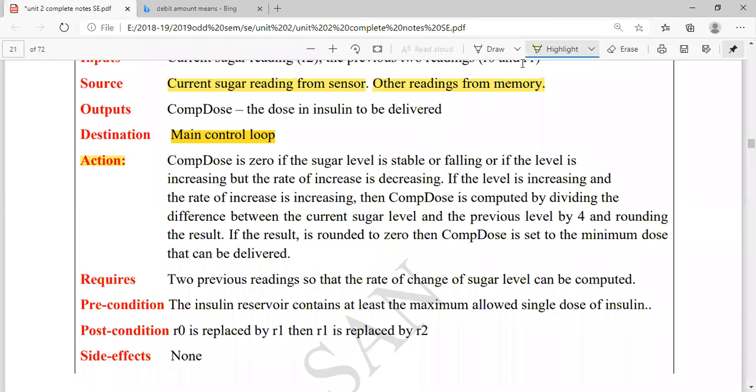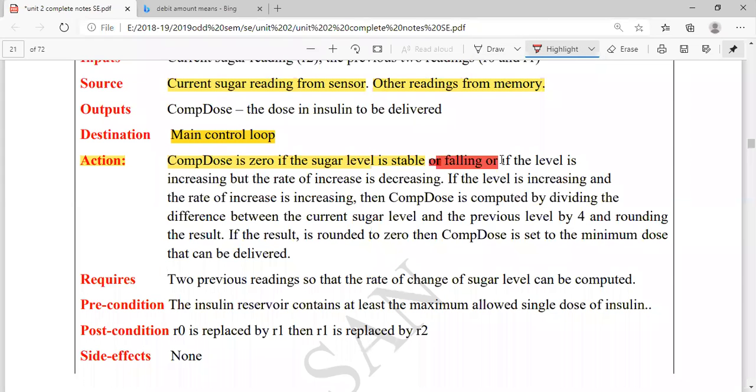So let me tell you one by one. First is the composed dose is zero if the sugar level is zero. It means if the sugar level is zero, then you should not give any dose to the patient. If the sugar level that is calculated recently is normal, or it is not increasing, then you should not give any dose to the patient. All right. Next, I will tell you the next one. See, or is another condition here.